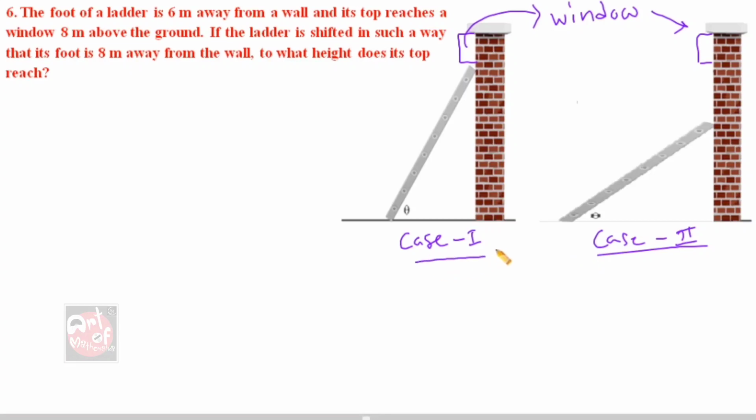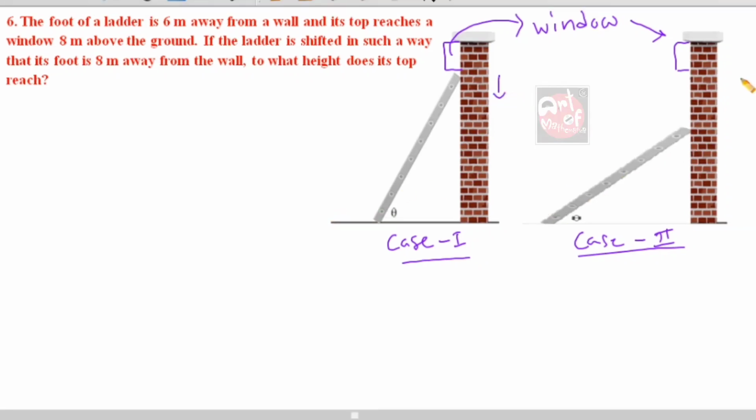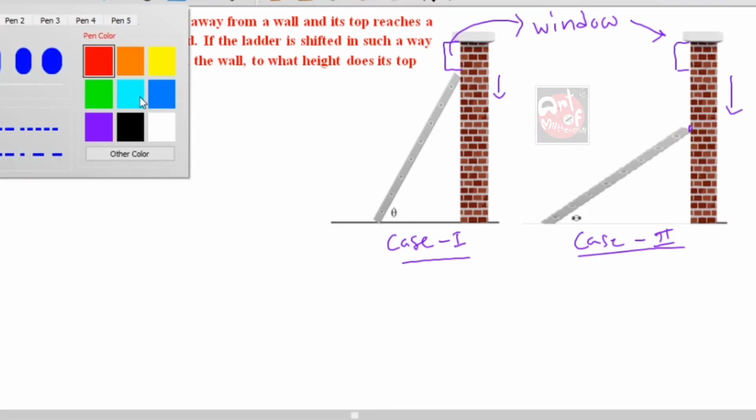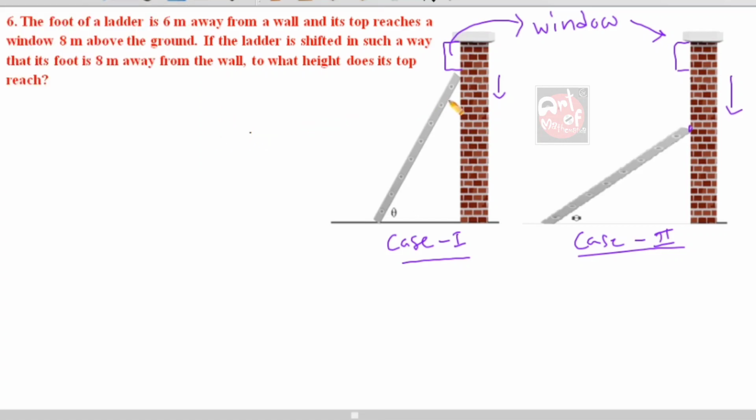So what did I say? Here is a window, and the same window position cannot be changed. Now what I have done is, there is a ladder, and we just shifted the ladder and it looks like this. It comes down here, so this is the new position of the ladder. So first of all, let me tell you what has been given.